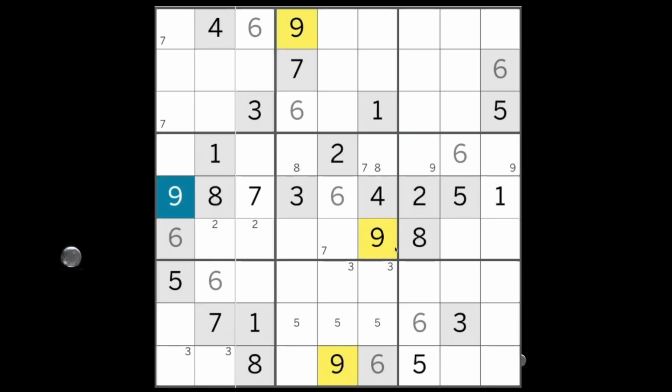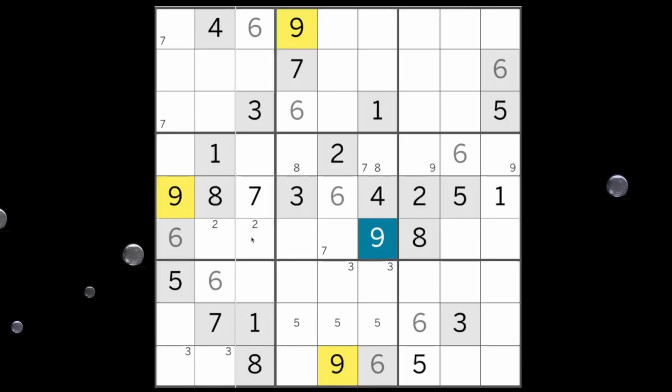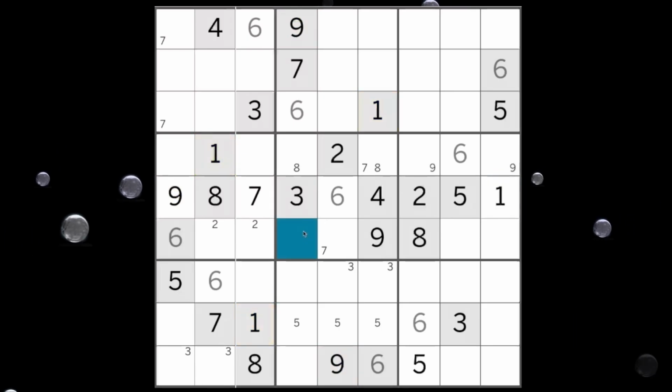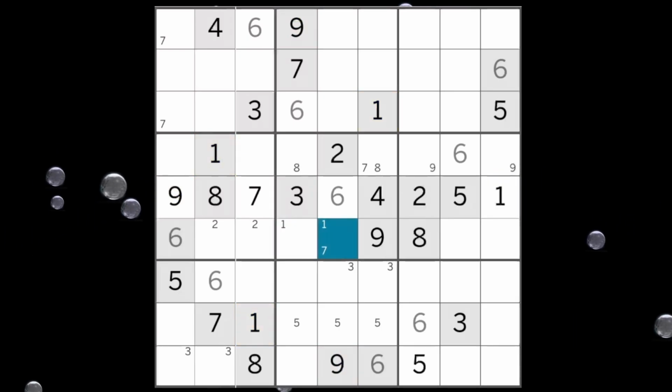9 has to be in the top there because got one in the middle, one in the bottom in this set. Two ones, so ones are going to be on the bottom there.